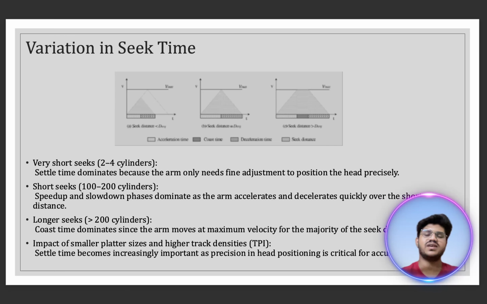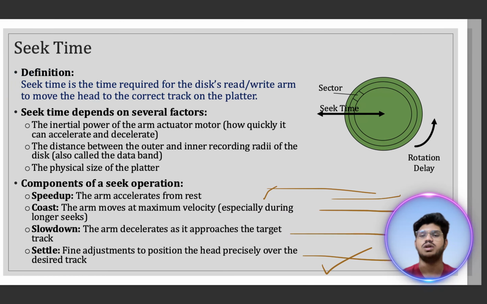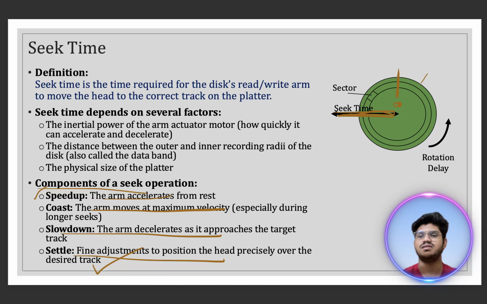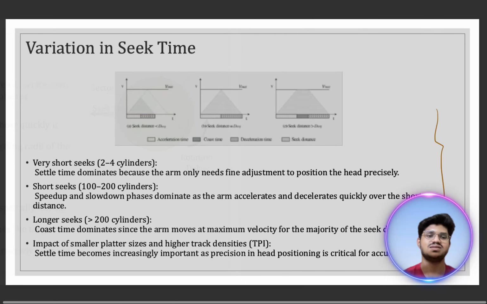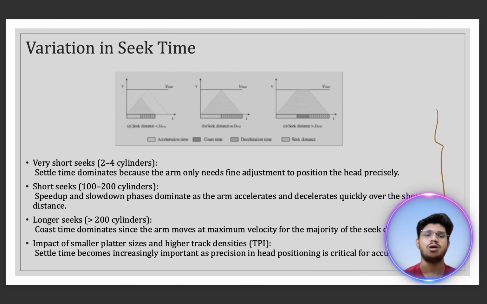Now, as I already said, I think you can easily understand whatever I have said. So let's say the seek time is very small. Let's say I am currently here and I want to reach here, so it is near. Here you can see this is a very short seek, where you have to cross only 2 to 4 cylinders. So these are very short seeks.